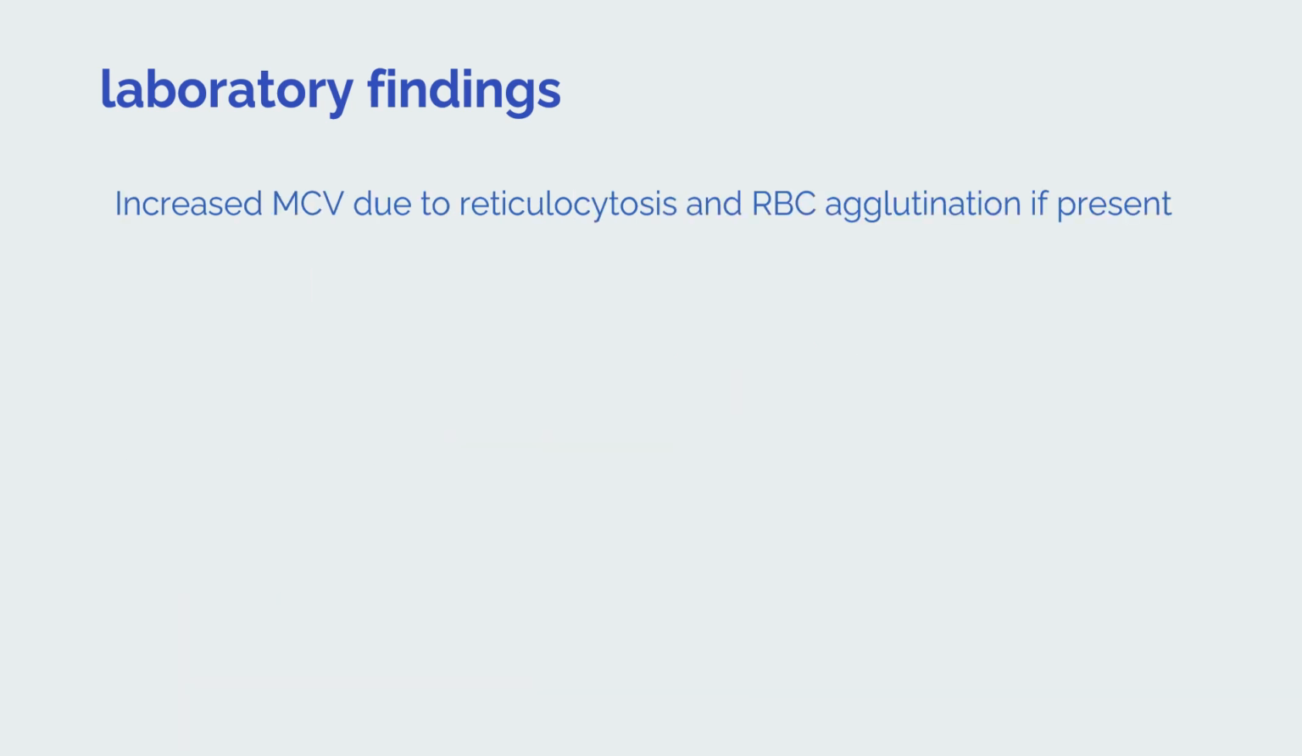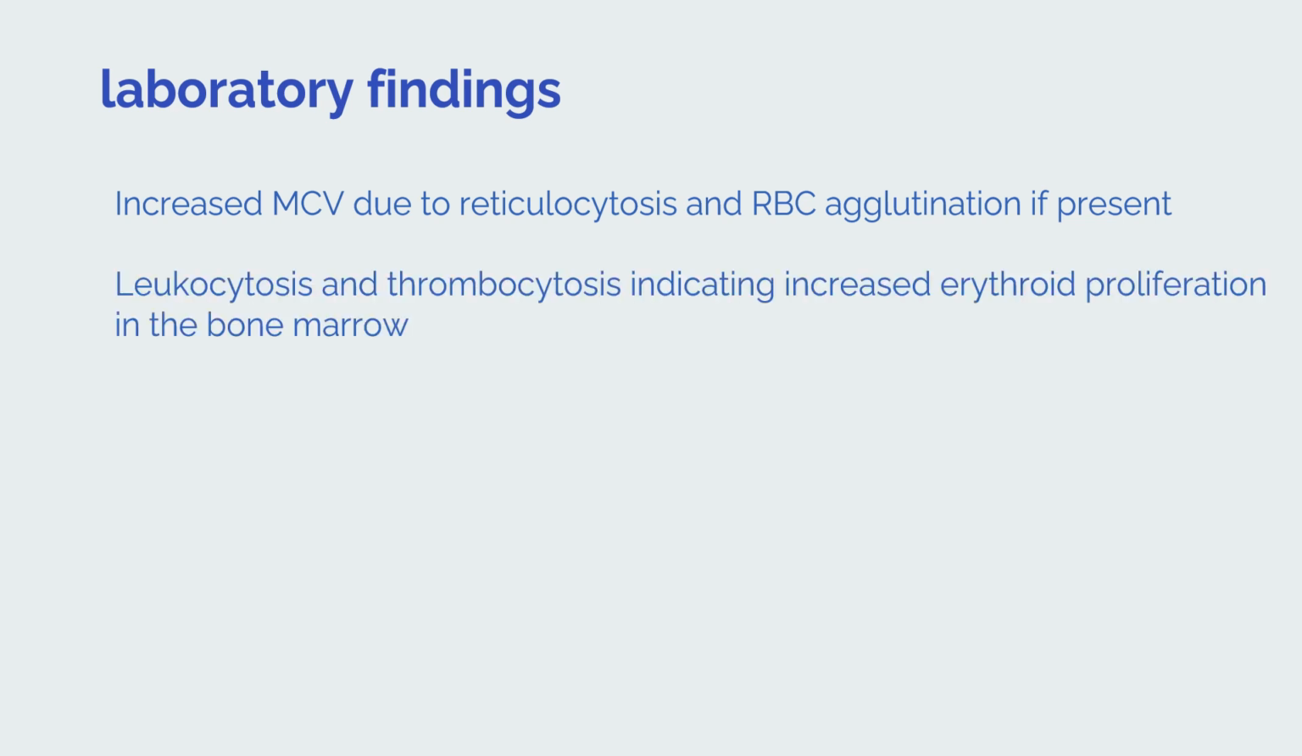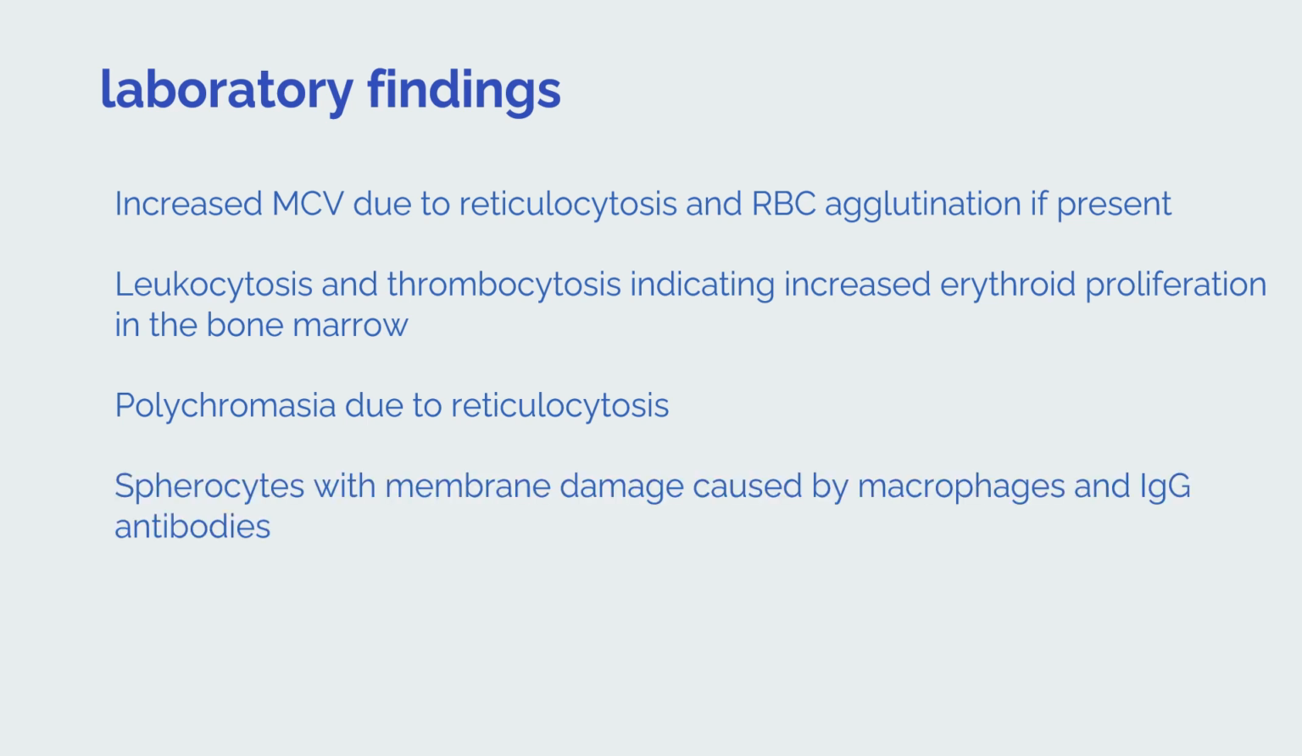The mean cell volume, MCV, may be increased due to reticulocytosis and RBC agglutination if present. We might also observe leukocytosis and thrombocytosis, indicating increased erythroid proliferation in the bone marrow. Examining the peripheral blood film may reveal interesting findings. Polychromasia, characterized by a variety of colors, can be observed due to reticulocytosis. Spherocytes, which are RBCs with membrane damage caused by macrophages and IgG antibodies, may also be present. Occasionally, RBC agglutination can be seen.